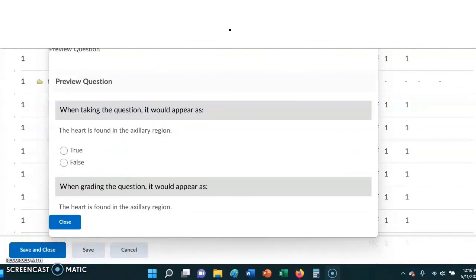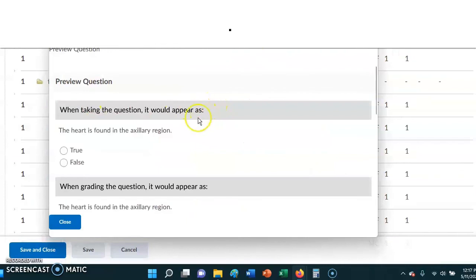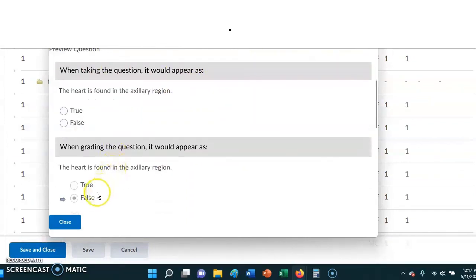Next question. The heart is found in the axillary region. Okay, let's stop for 5 seconds. Okay, let's continue. The axillary region is basically where your armpit is. So if we go to the figure, this is the axillary region right here, and your heart obviously is not there, right? The heart is right here in the middle of the thoracic cavity. So going back to the question, the answer should be false. And that's what we have right there.